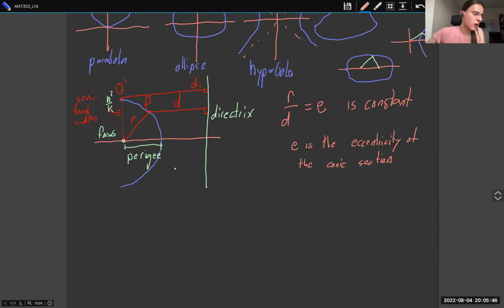So the equation of the conic is going to be that the eccentricity is equal to r over d, right? By definition. But it's also equal to, it's true at P, but it's also true at the point Q prime. And at the point Q prime, we have this semifocal width of h squared, that's r over k D1.